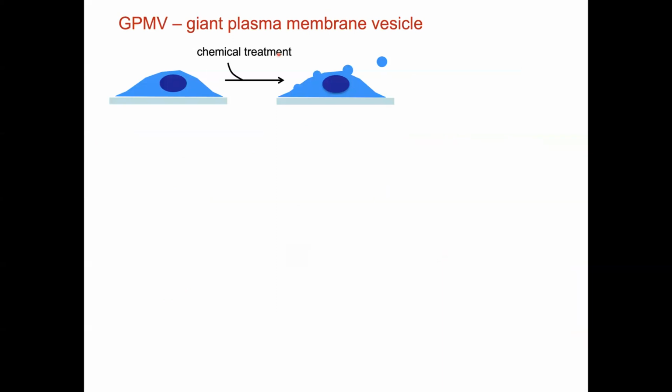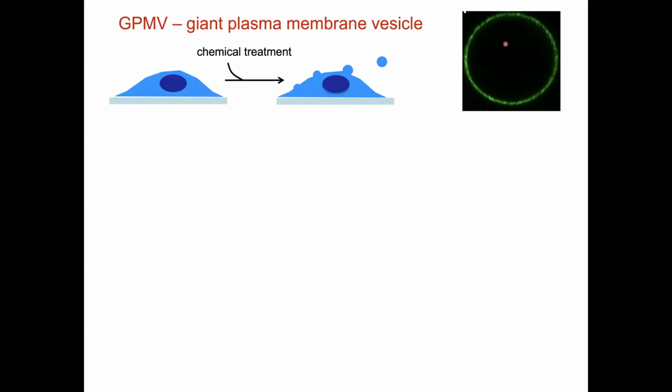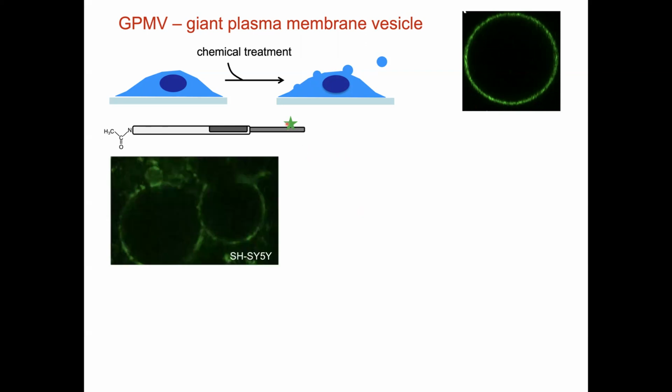And so Melissa made these giant plasma membrane vesicles. She used chemical treatment, and you get these cells to basically give off these giant plasma membrane blebs, which contain all the plasma membrane components. And they're microns in size, even though that has no scale bar. That's nice because they're optically resolvable, so we can image them, right? And so to do this, we then put a fluorescent tag on our alpha-synuclein.